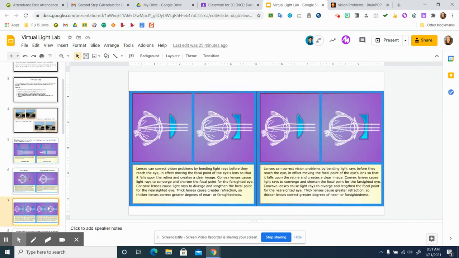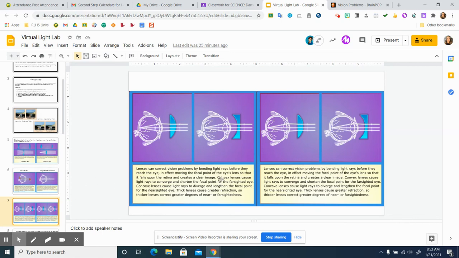Lenses can correct vision problems by bending light rays before they reach the eye, in effect moving the focal point of the eye's lens so that it falls upon the retina and creates a clear image. Convex lenses cause light rays to converge and shorten the focal point for the farsighted eye. Concave lenses cause light rays to diverge and lengthen the focal point for the nearsighted eye. These lenses cause greater refraction, so thicker lenses correct greater degrees of near or farsightedness.